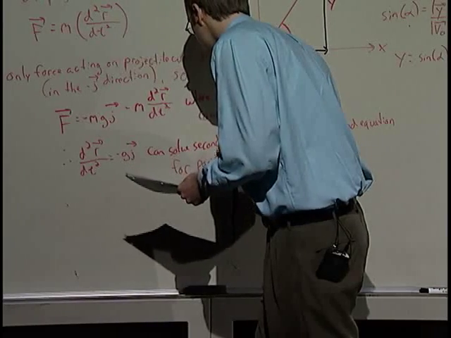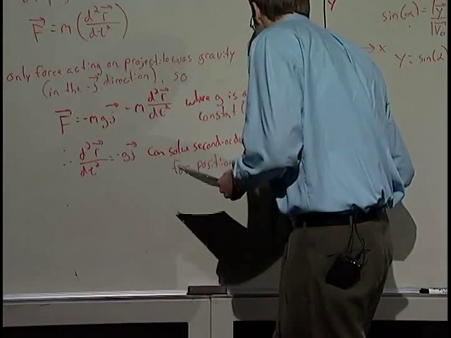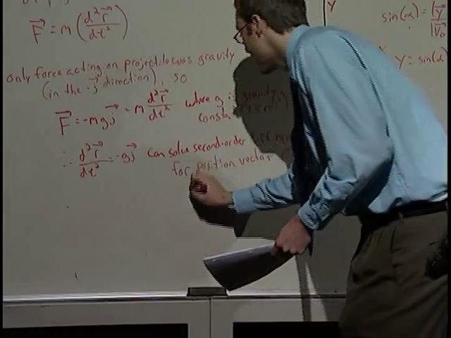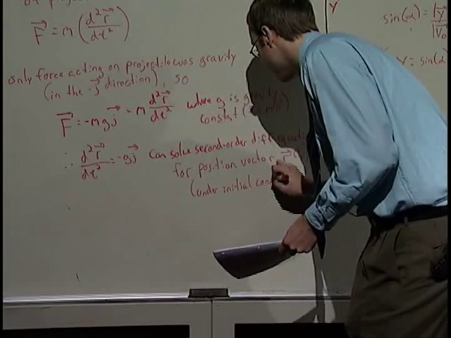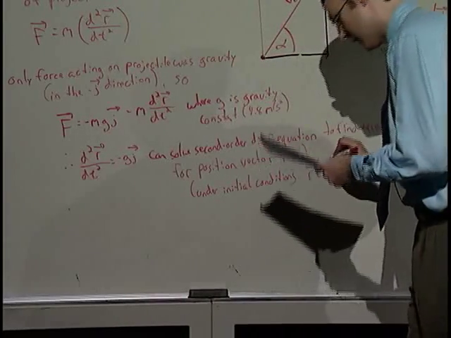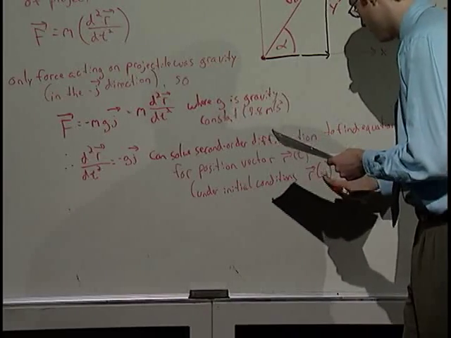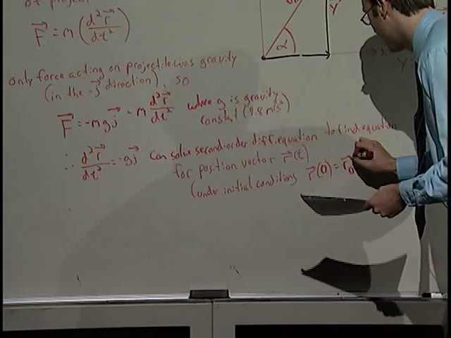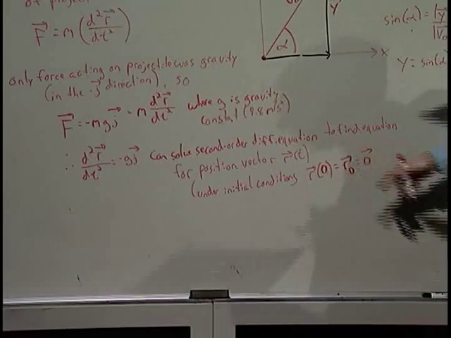For position vector r of t. So you can solve this for r in terms of t, right? And also, if you're going to do that, you've got to have a couple initial conditions satisfied here. And those are, let's see, what are they here? So, r of 0, I shouldn't say r of t, r of 0 is equal to r naught is equal to 0. So initial position is going to be 0. That's one condition to satisfy.